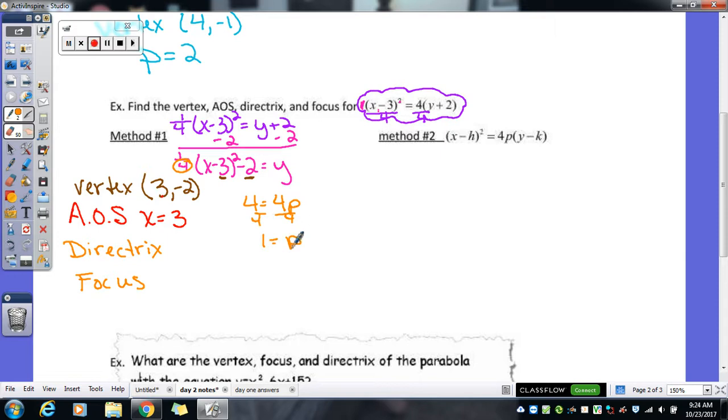So that means our focus is only 1 unit above our vertex. So that makes it (3, -1), because I would take this and add 1 to it. So that makes it (3, -1) for our focus. And your directrix would be 1 unit below the vertex. So that would be y equals what? -3, because we were at -2 for our vertex. So just going 1 unit lower, our directrix would be at y equals -3.